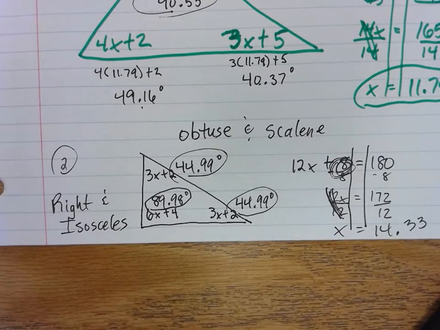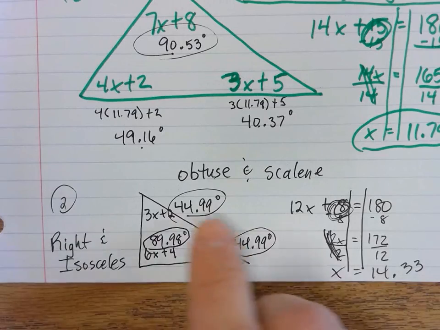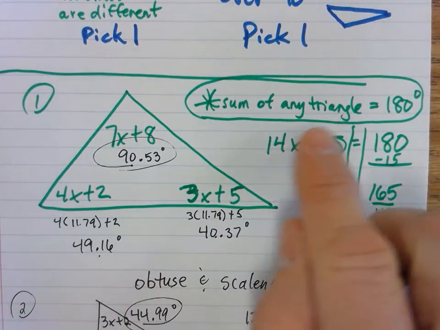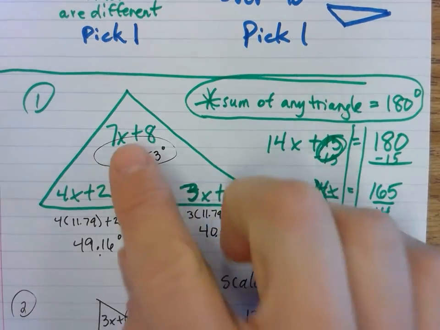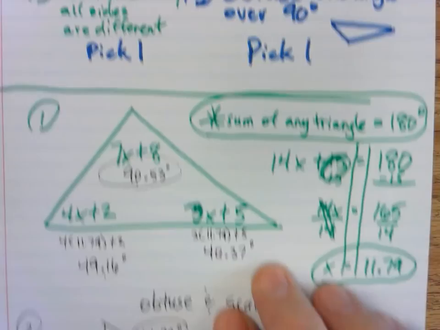So, we got 3 sides, 3 angles. The 3 angles in any triangle have got to add up to a sum of 180, just like if they were supplementary. Okay, all 3 of these add up to 180. Same stuff we've previously done.